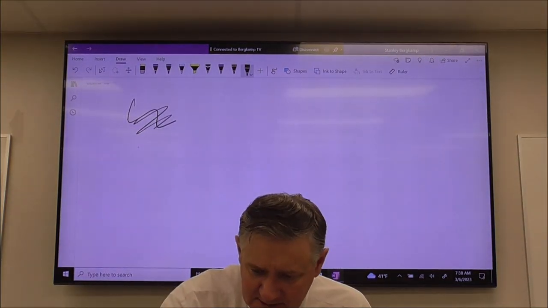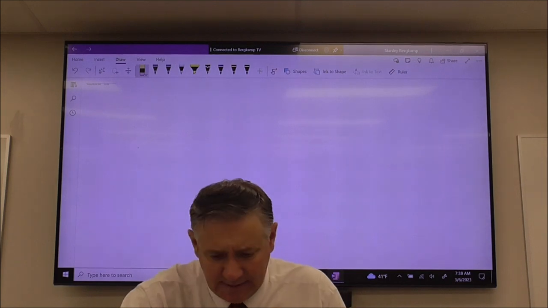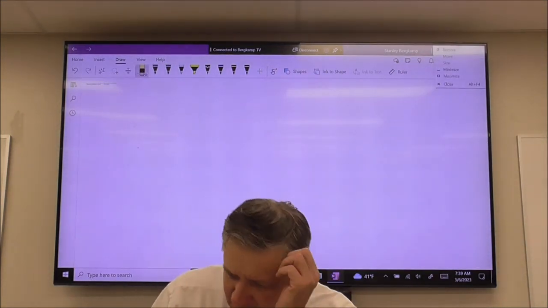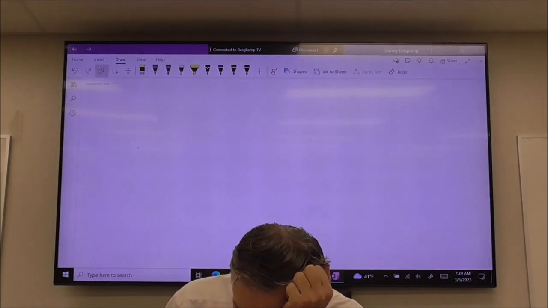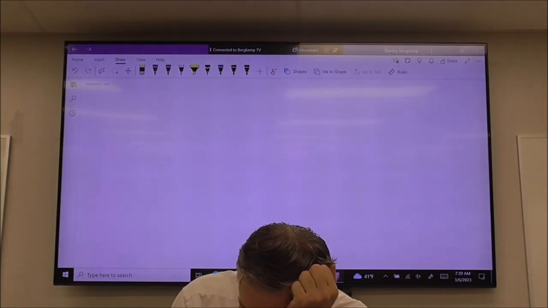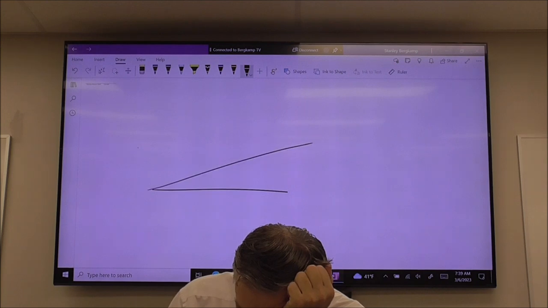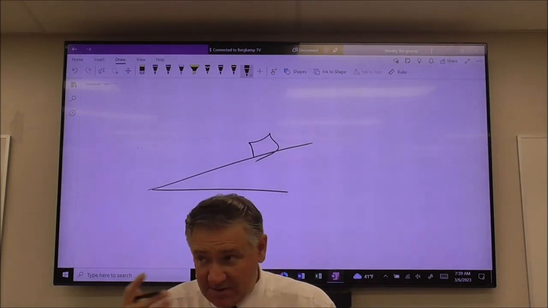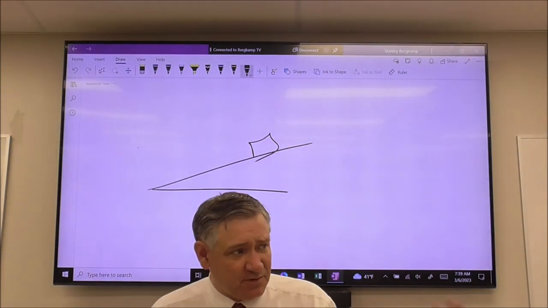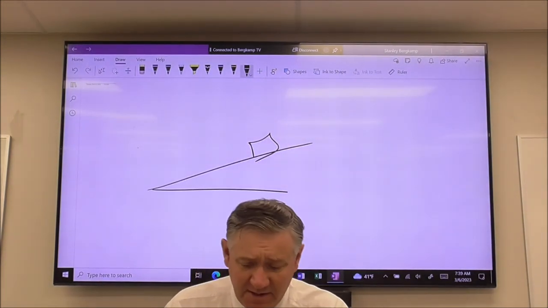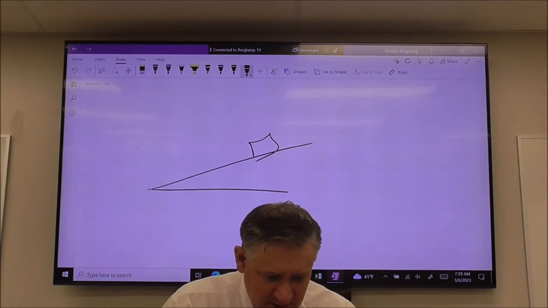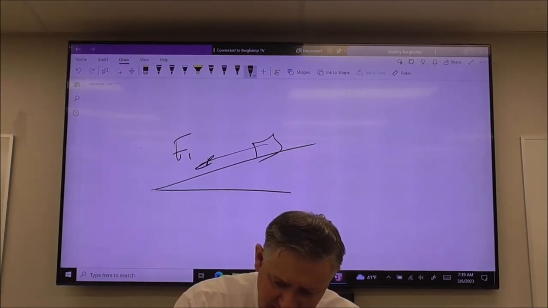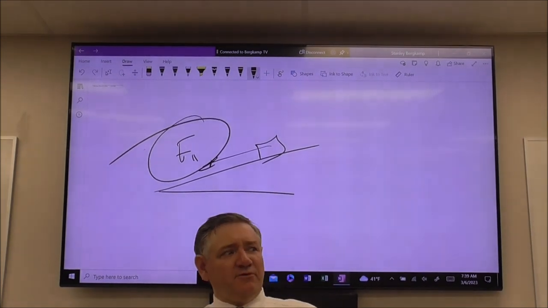Okay, on that lab that I just gave back, a lot of you messed up, it's a fairly simple question. Here was an inclined plane, and I said, hey, what would be the net force and the acceleration if you removed friction? Well, if you remove friction, the only force left acting on that system would be force parallel.